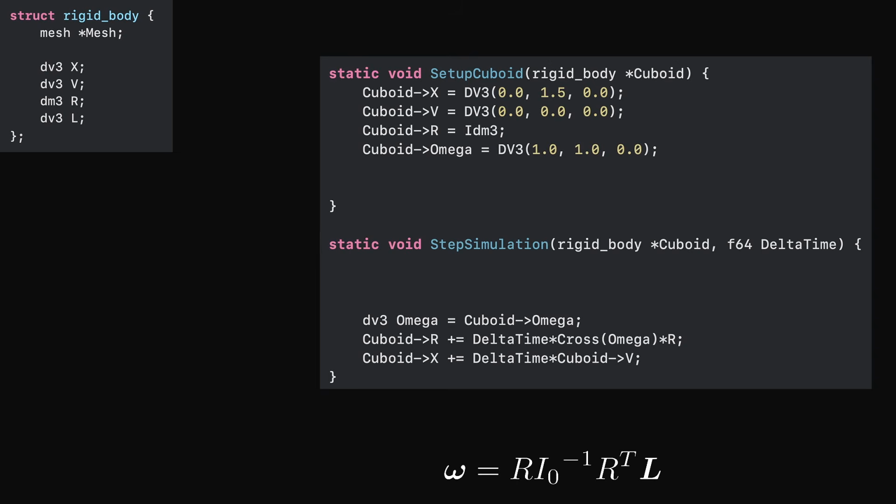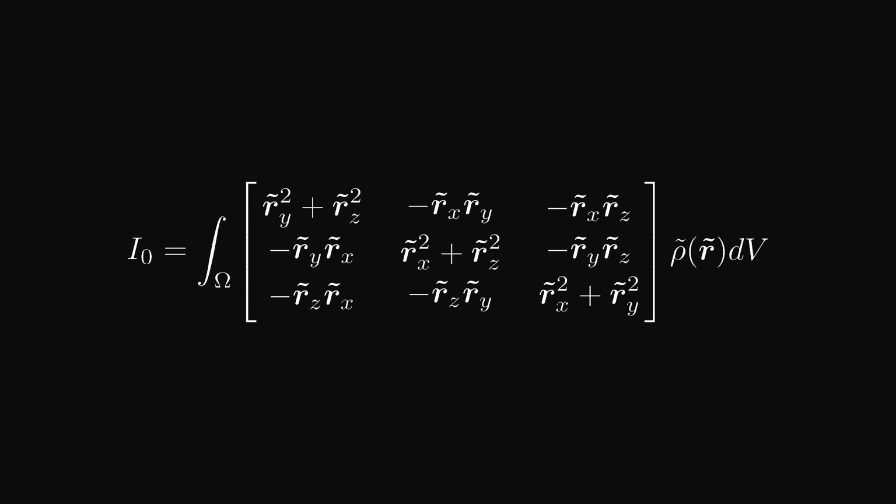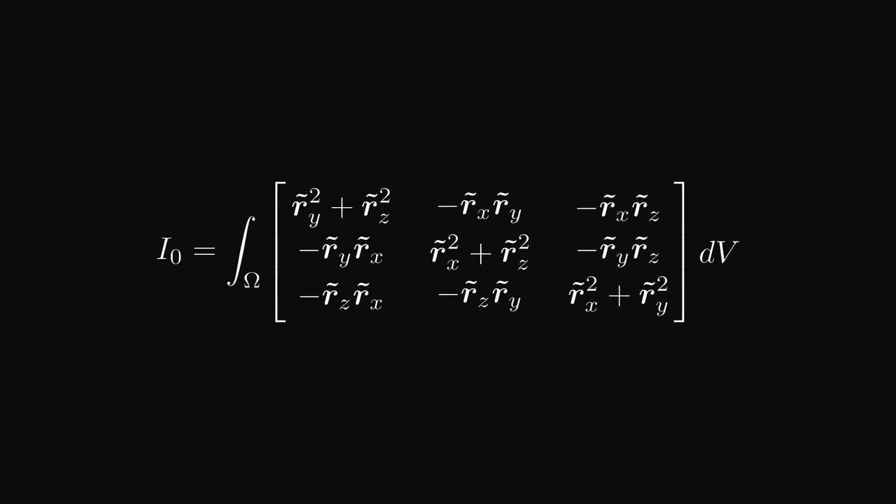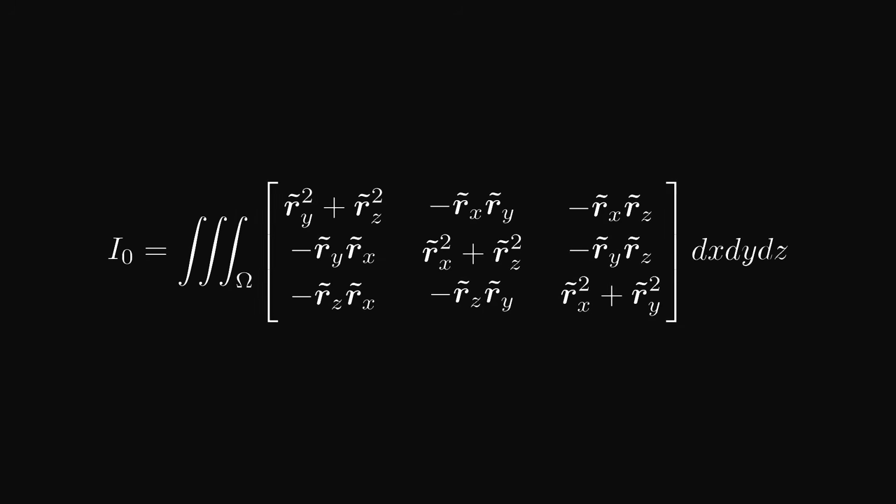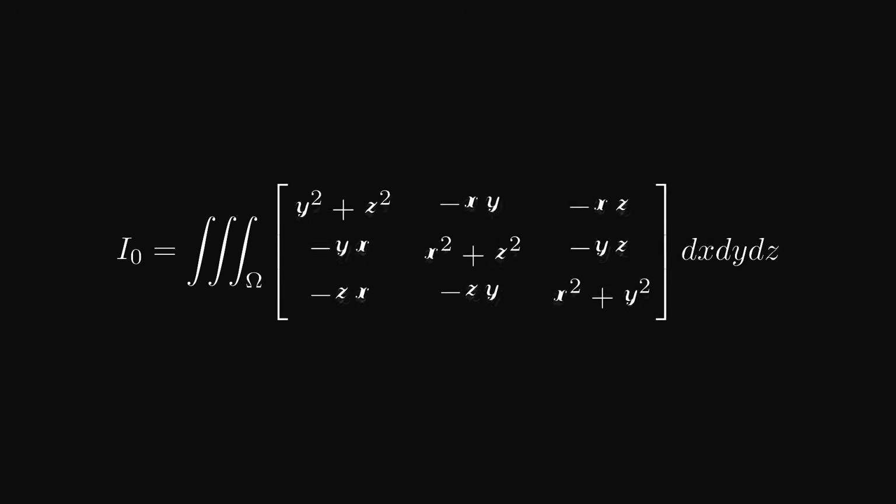And like I said, L is just the direction around which the rigid body wants to turn around, so it can be set arbitrarily. The last unknown here is the inverse initial inertia tensor I0. Since our cuboid is axis aligned, the process of computing it is not as difficult as it might look. It works just like the mass computation I showed in the beginning of the video. The density of our cuboid is constant 1, so we can drop it. Furthermore, the integral can be expanded to the 3 coordinate axes. The vector r tilde is just defined to be x, y, z, so its components can be replaced.